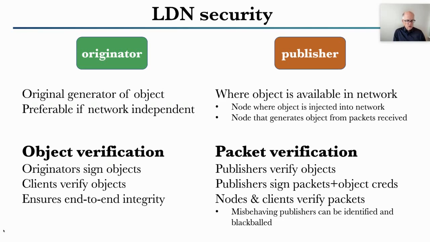Originators sign objects using standard digital signatures. Clients verify objects, and this ensures end-to-end integrity. Packet verification is only slightly more complicated. Publishers verify objects before they generate any packets from them because they want to make sure they're okay. Then publishers, as they generate packets, sign those packets together with the object credentials. Nodes and clients verify the packets. With this, misbehaving publishers can be identified and blackballed.